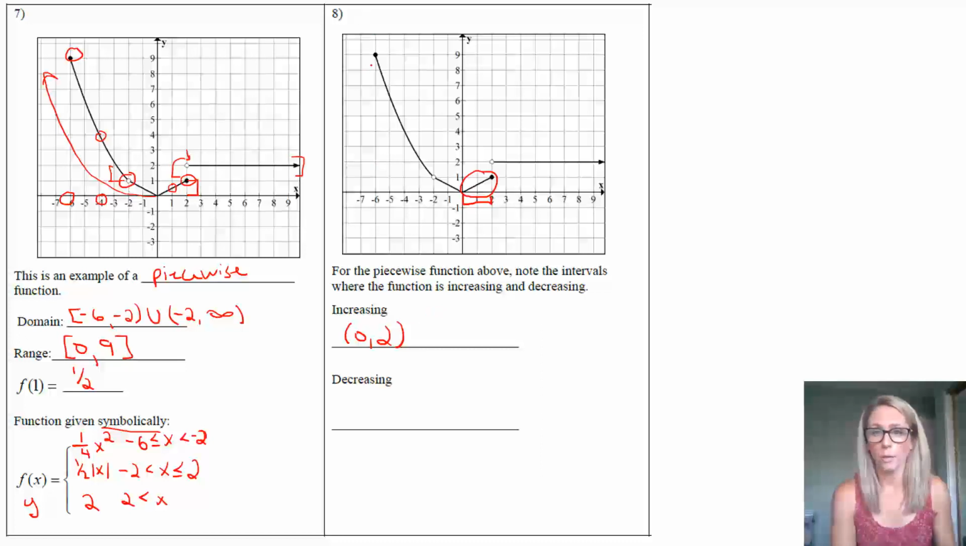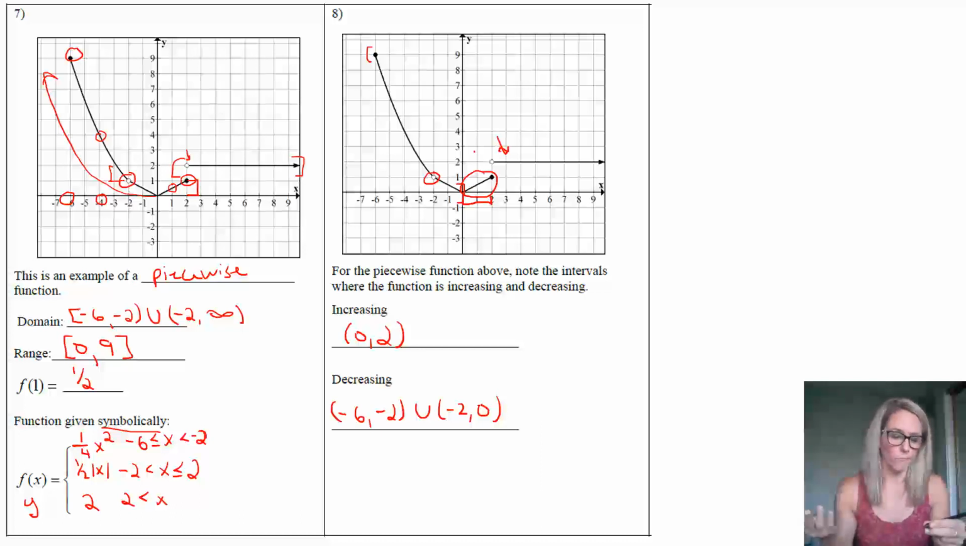For decreasing, you should notice that that goes all the way from -6 to 0. But at -2, it's not increasing or decreasing because there's a hole. So we're going to say that we go from -6 all the way to -2, but then again from -2 to 0, not including the -2. When you see the constant, that's not increasing or decreasing, it's staying the same. So we don't include that in increasing or decreasing.